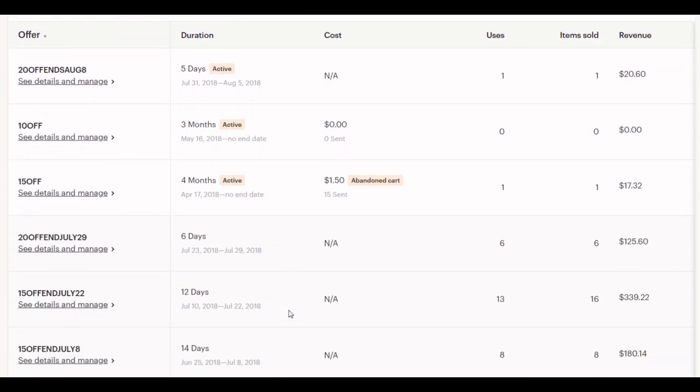Some of the other sales that I ran here, as you can see, these are just my own titles that I put so I know what's happening. For example, 15 off, ending July 8th, I ran that from June 25th. 8 uses, here's the revenue. The big one, for example, that I ran for 12 days is the one that was also 15 off. I ran it from July 10th to July 22nd, 13 uses, 16 items sold, and the total revenue was about $340.